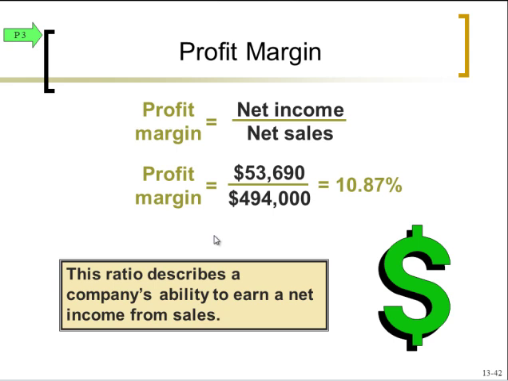Profit margin. We're talking about net income or net profit. Out of every sales dollar, how much was net income? How much was left for net income after paying off all of our expenses? So we take net income divided by net sales, and in this case we get 10.87%. How able are we to earn net income from sales? The higher the better, but also the higher, the more likely you are to have competition.